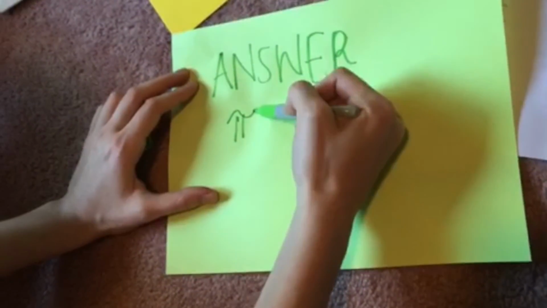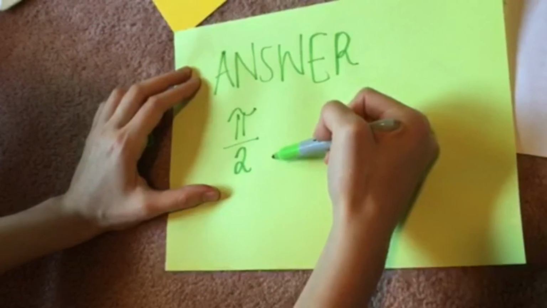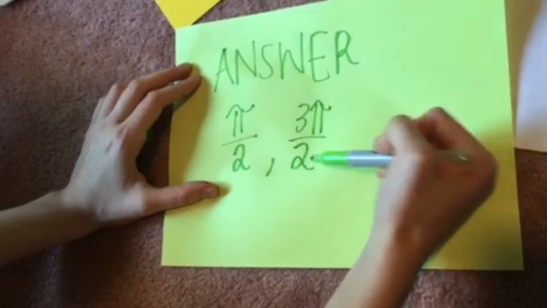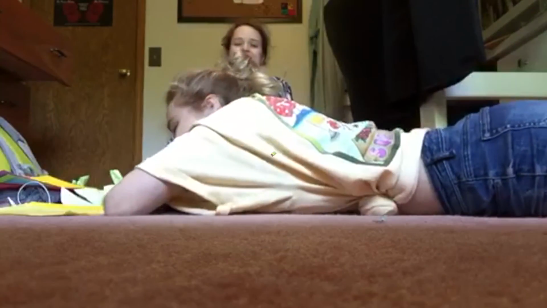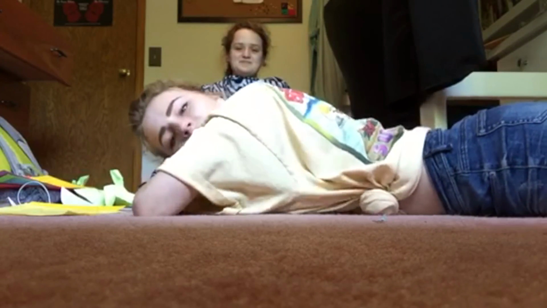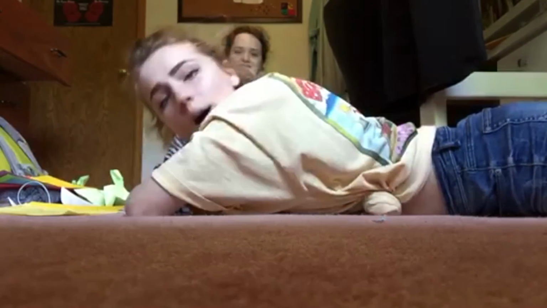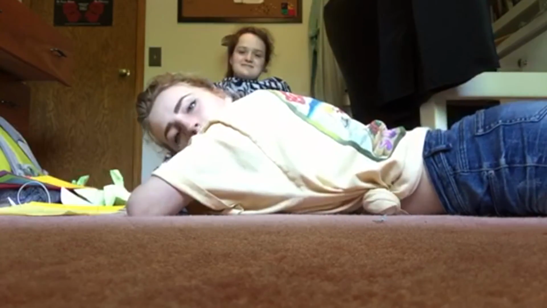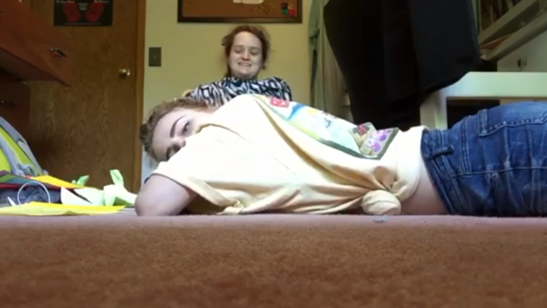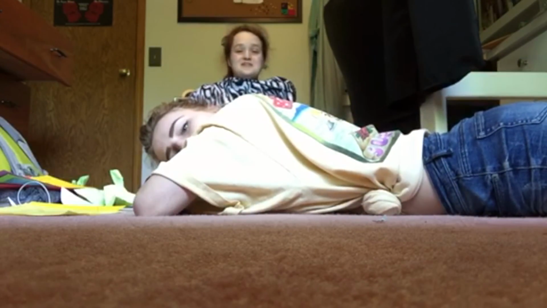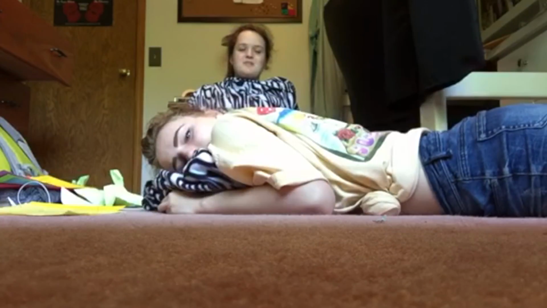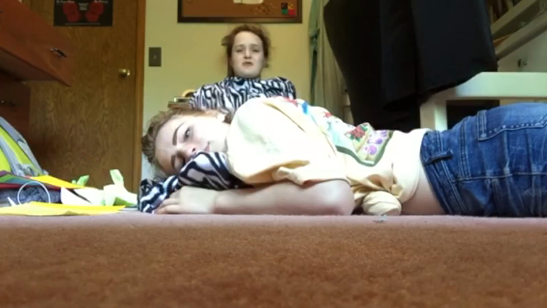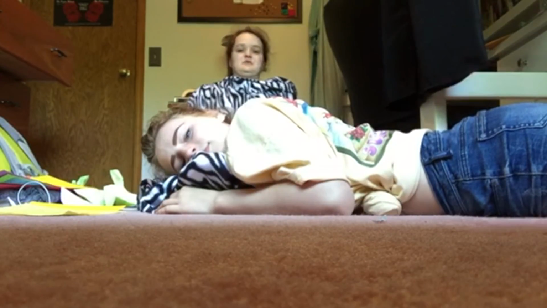Here's the answers. The points pi over 2 and 3 pi over 2 satisfy the mean value theorem for derivatives on this function on this interval. The extreme value theorem and the mean value theorem help to set you up for the basic applications of derivatives. They are both extremely useful and extremely helpful. Make sure you understand the conditions needed to apply these theorems and know what the theorems are and how to use them. Review that before your AP test if you want to be successful.